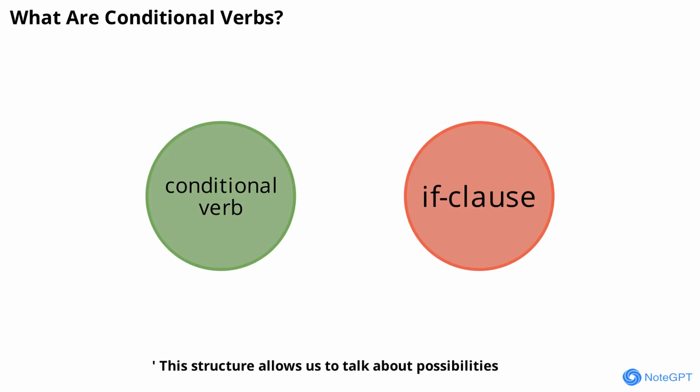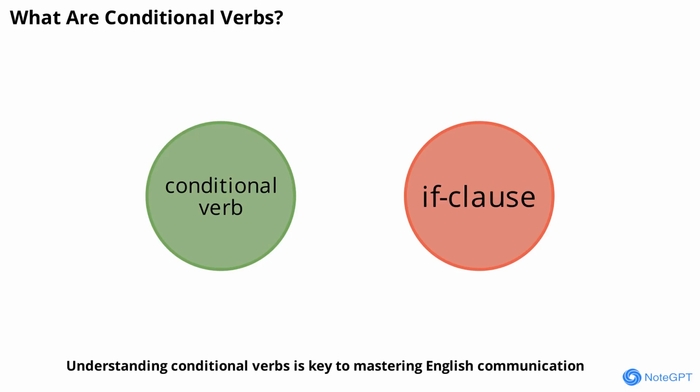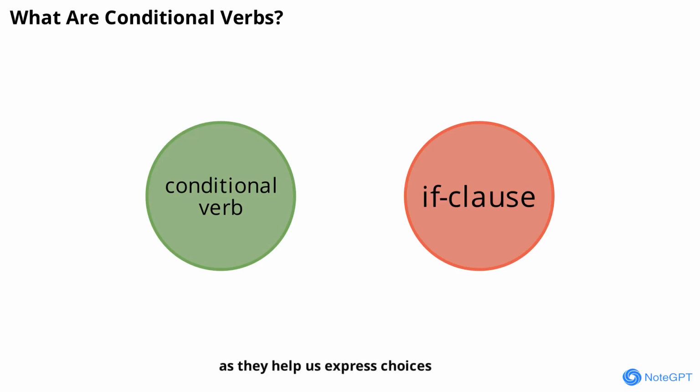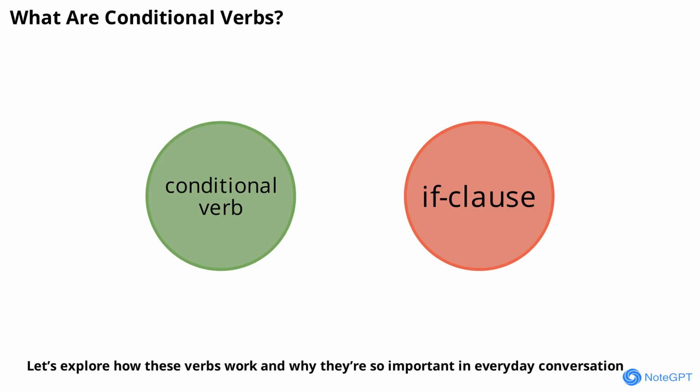This structure allows us to talk about possibilities, hypothetical situations, and even regrets. Understanding conditional verbs is key to mastering English communication, as they help us express choices, consequences, and future plans. Let's explore how these verbs work and why they're so important in everyday conversation.